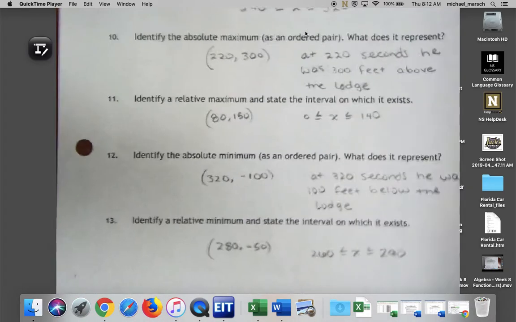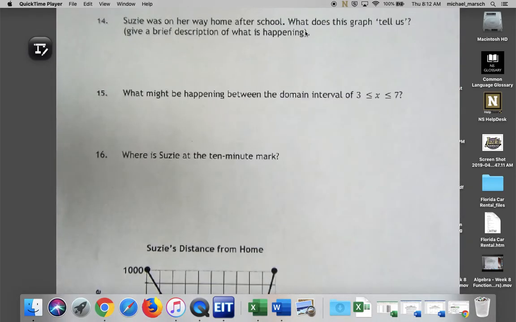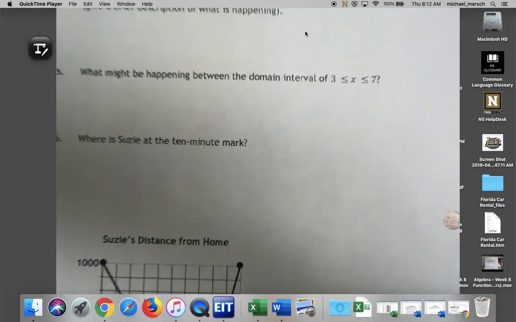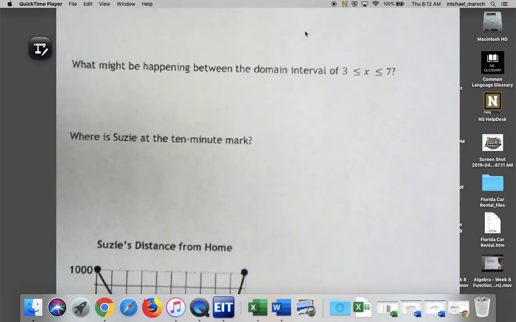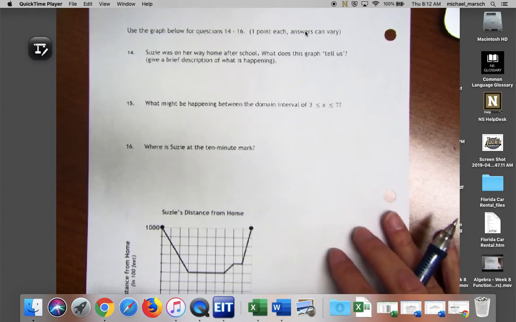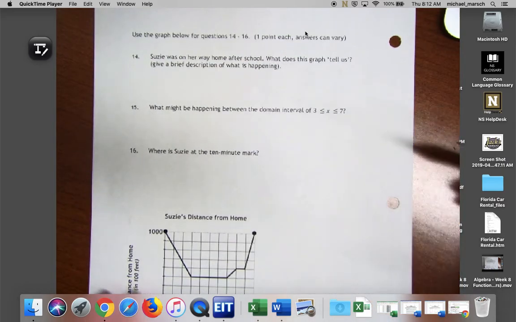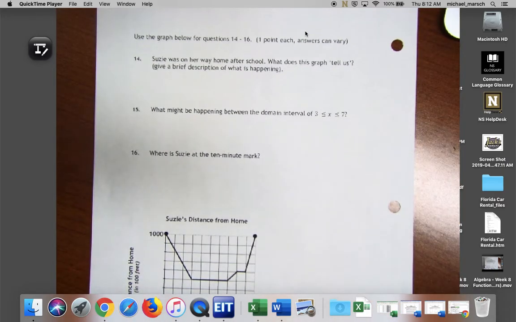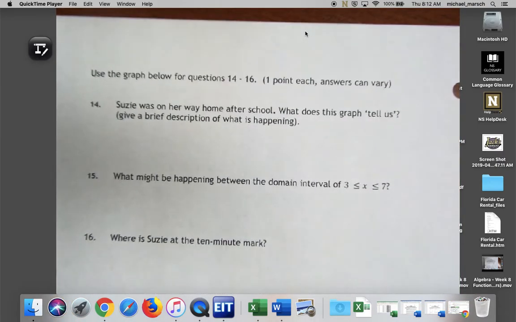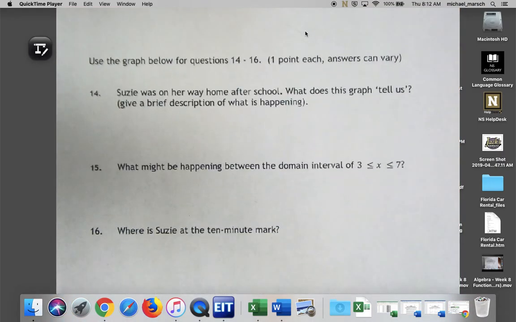We just have one more page to look at, one more question. So we've got Susie here. She's on her way home after school. Hopefully this sounds familiar to you guys. What does this graph tell us? So again, this is kind of up for interpretation. Remember yesterday we had some slightly scarier versions of what might be happening, people being chased by scary men, what have you.